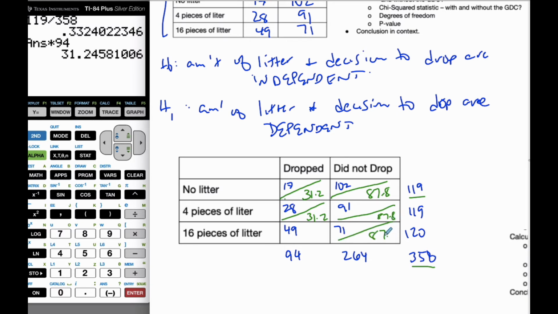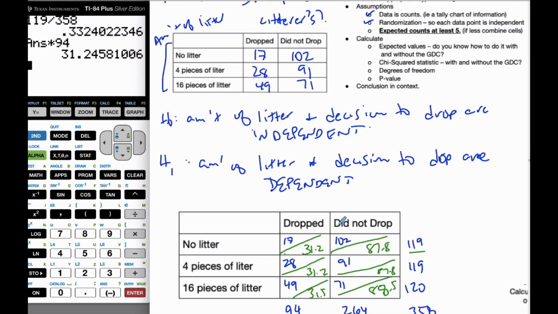And so these values here, when I do this one, is 88.5 because it's 120, and this one here will be 31.5, and so on. So here are my expected values. Now, our calculator will do this, and I'll show you how to do it in just a second. So we want to know, basically, is this expected value close enough to the observed?